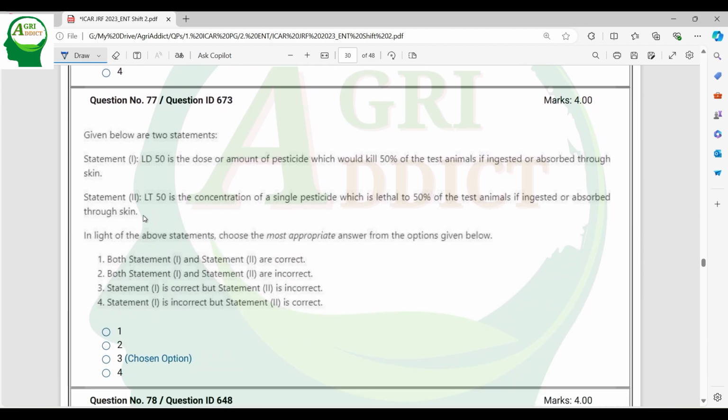A statement type question. In statement 1, LD50 or lethal dose 50 is the dose or amount of pesticide which would kill 50% of the test animals if ingested or absorbed through skin. Yes, there is dermal and also oral. Both oral LD50 and dermal LD50 are there, so it is correct. And LT50, lethal time 50, is the concentration of a single pesticide lethal to 50% of the test animals if ingested. No, it is not related to concentration, it is the time, LT50. So here statement 1 is correct but statement 2 is incorrect.